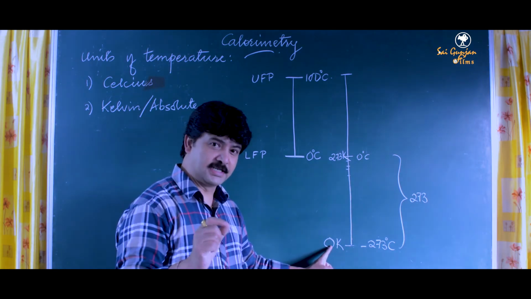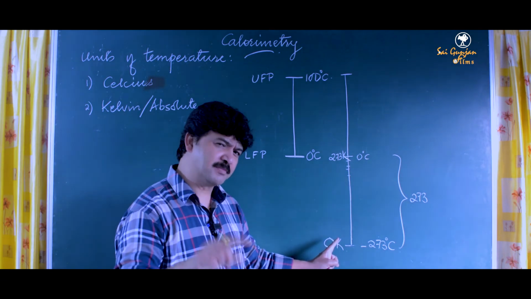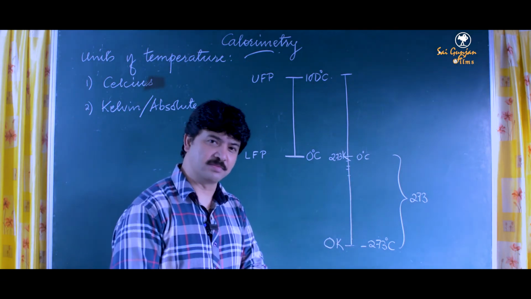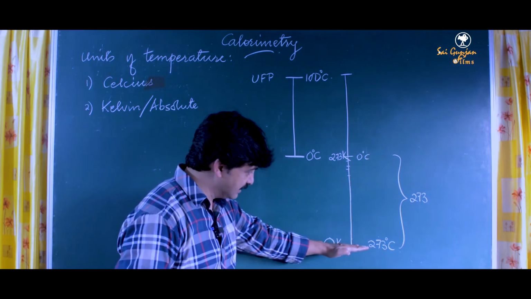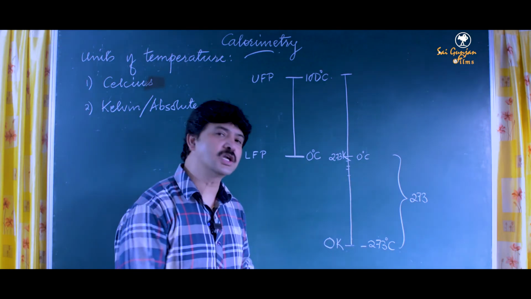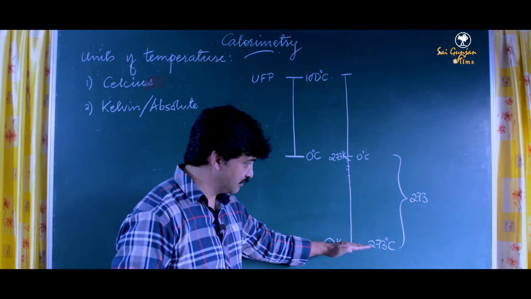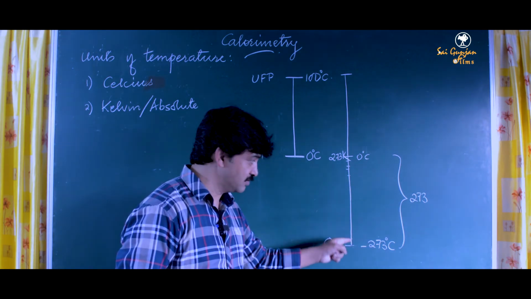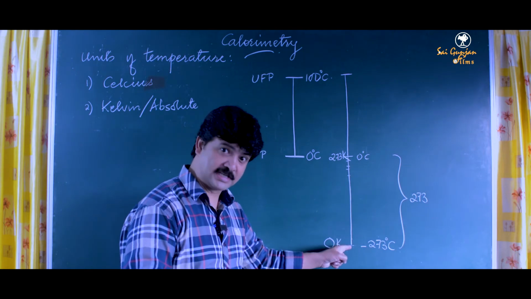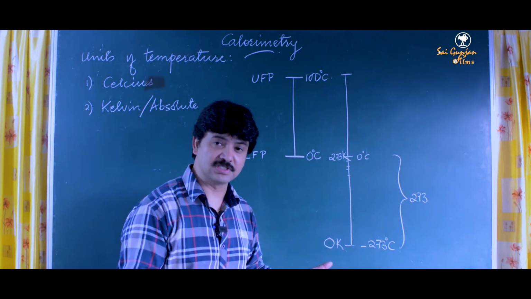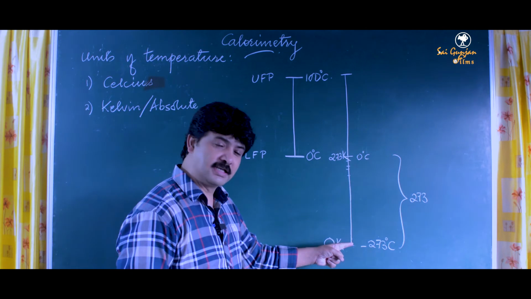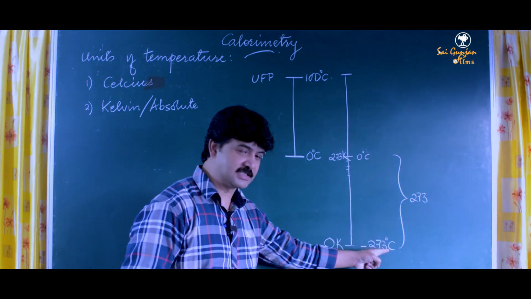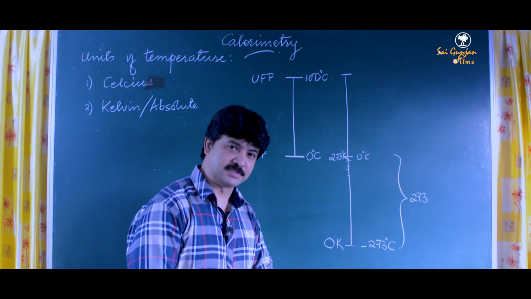Now, can volume and pressure be negative? No, volume and pressure cannot be negative. That's why temperature below this is not possible, because if we go below this temperature, the volume from 0 has to decrease, that means it has to become negative, which is not possible. That's why any temperature below 0 Kelvin or minus 273 degrees Celsius is not possible.